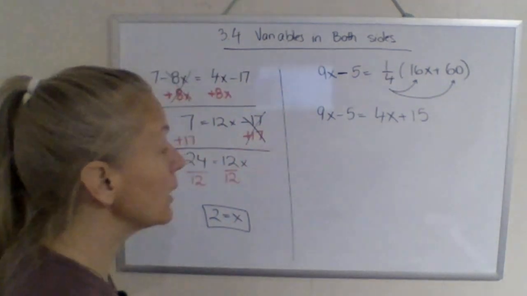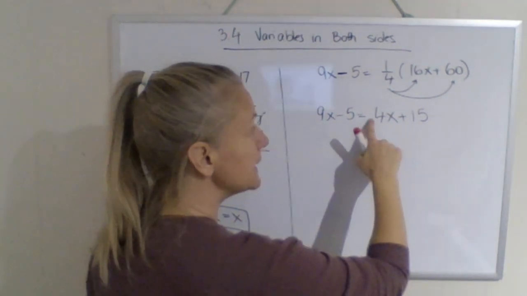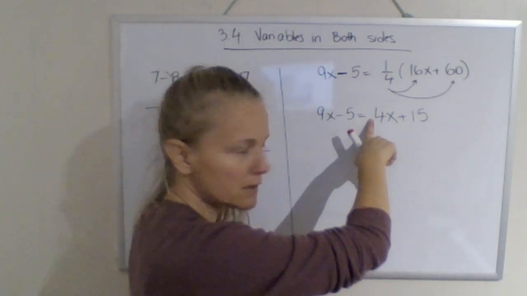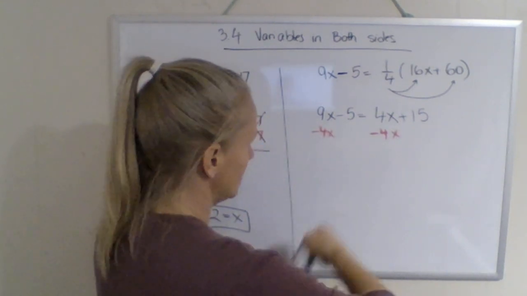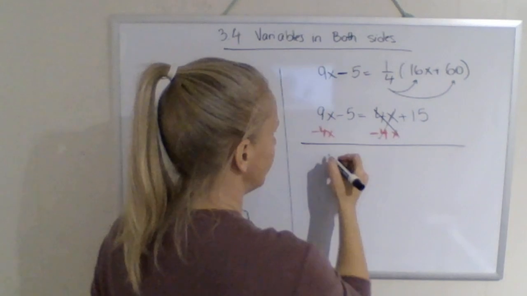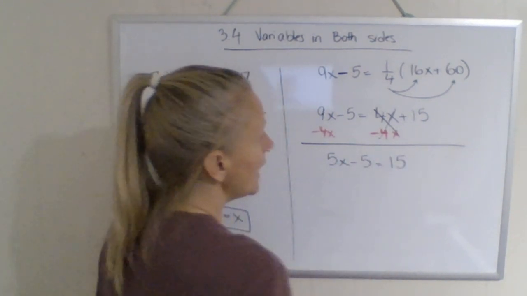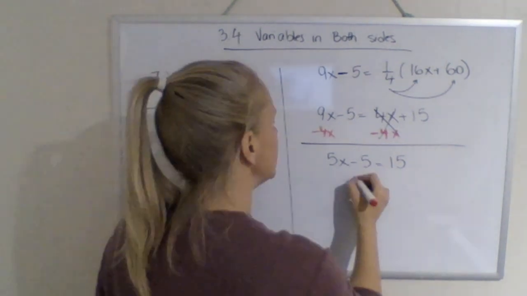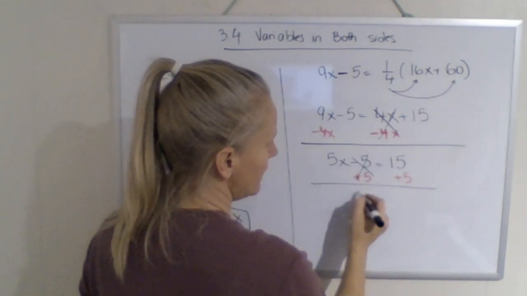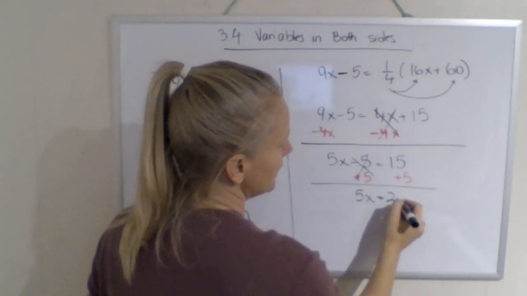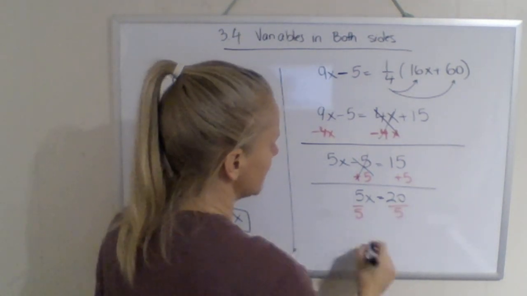And now I have to bring all the x's together. I like working positive. I'm going to move the 4x to the other side. Because it doesn't have a sign in front of it, that tells me that's a positive 4x. I'm going to minus it. 5x minus 5 equals 15. And now I'm going to go ahead and move my 5 to the other side. Plus 5, plus 5. That goes away. 5x equals 20. The last step is dividing that 5 out, which tells me x equals 4.